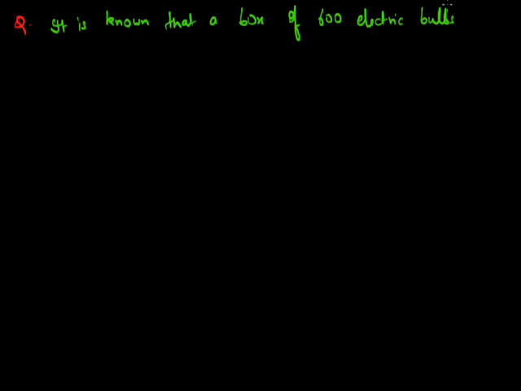So now today we'll see some more examples on probability. First we write down the question. In the question it is given that a box of 600 electric bulbs contains 12 defective bulbs.